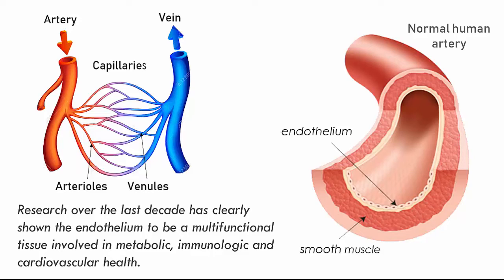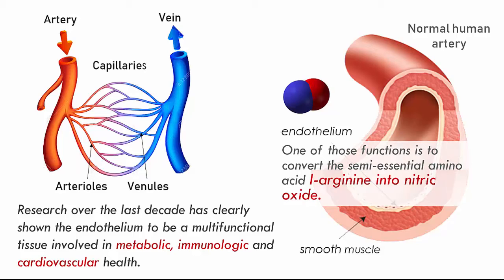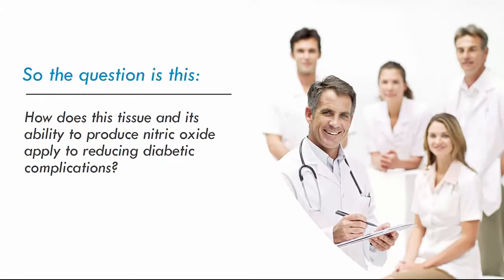Research over the last decade has clearly shown the endothelium to be a multifunctional tissue involved in metabolic, immunologic, and cardiovascular health. One of those functions is to convert the semi-essential amino acid L-arginine into nitric oxide, the master signaling molecule of your entire cardiovascular system.